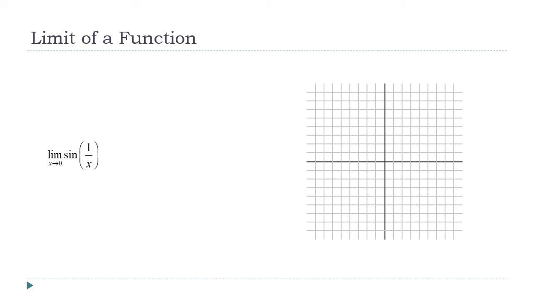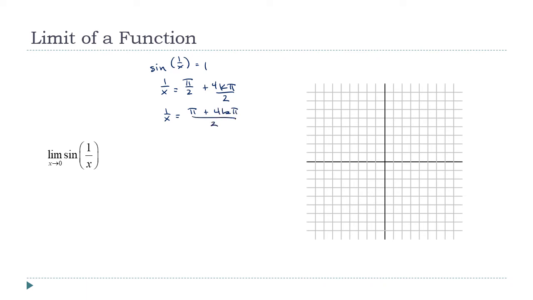Let's think about this. When does the sine of 1 over x equal 1? Well, that happens when 1 over x equals pi over 2 plus 2k pi. Let's add these fractions together. So let's make this 4k pi over 2, giving it a common denominator. 1 over x equals pi plus 4k pi over 2.